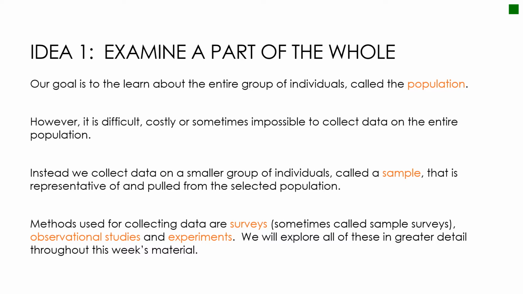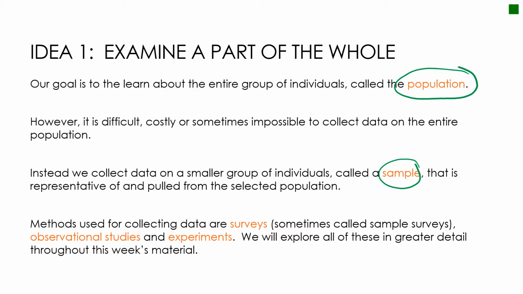So idea 1 is to examine a part of the whole. So again, our goal is to learn about the population, which is the entire group of individuals that we are studying. However, sometimes it's costly or impossible or just far too time-consuming to collect data on the entire population. That's why we only have a census every 10 years. Instead, we collect data on a smaller group of individuals called a sample.